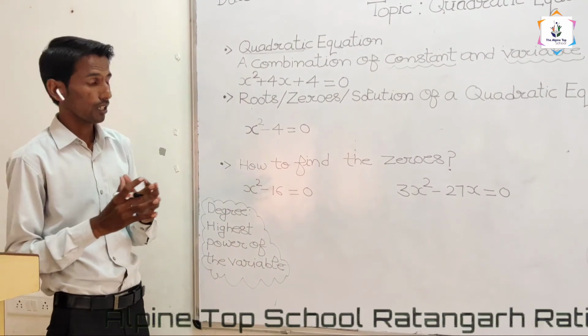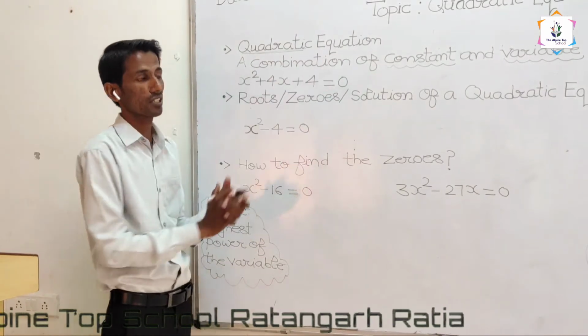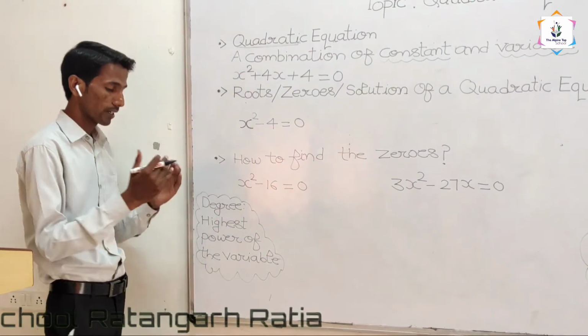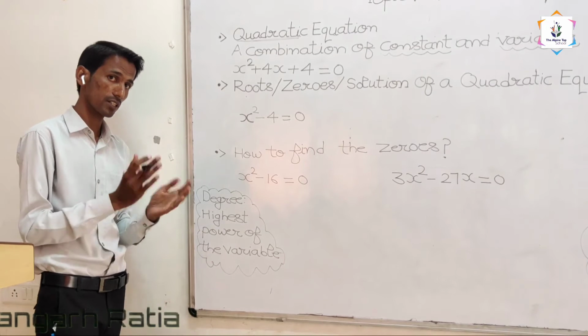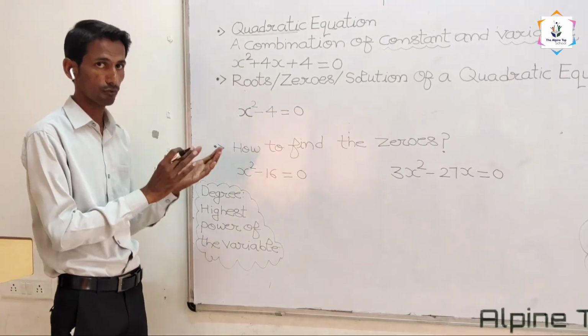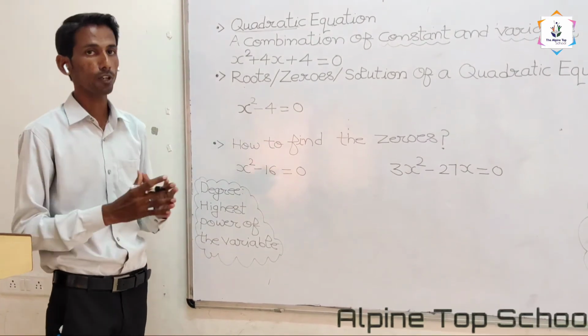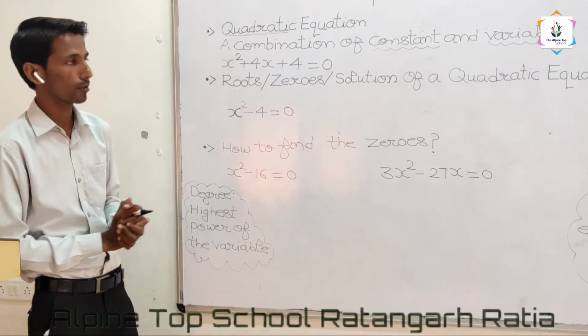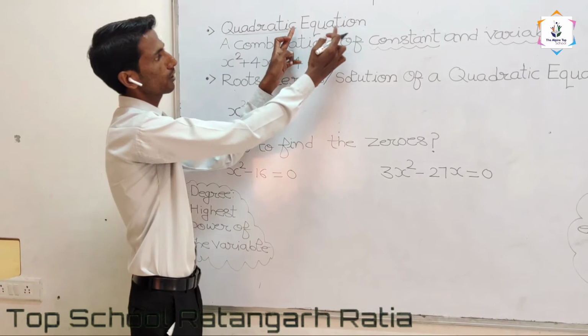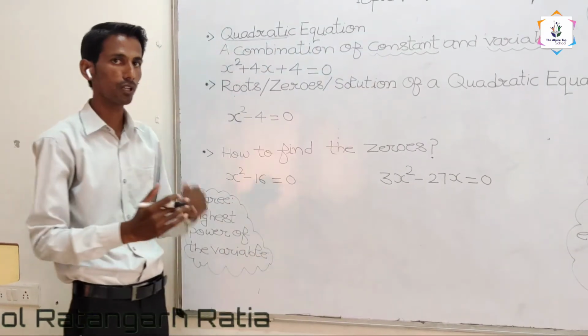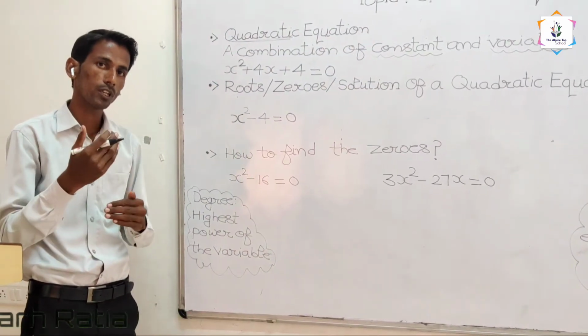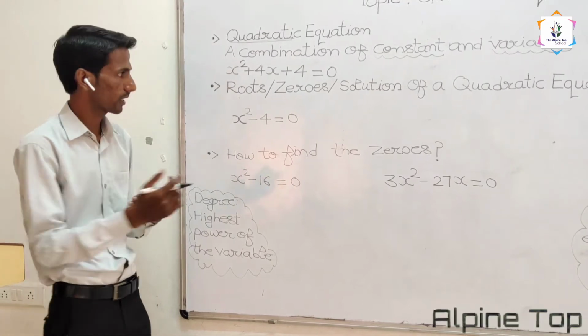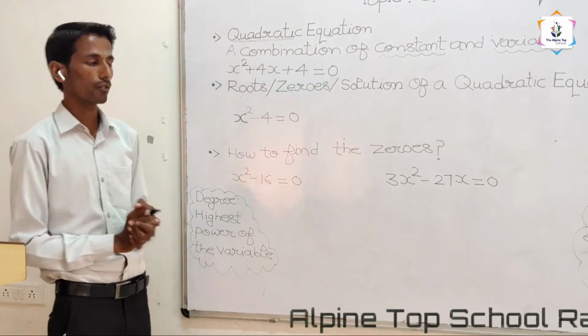As well as with the combination of constants and variables, and the next point, highest power, that is degree, must be 2 for the quadratic equation. One more point is here, we require the sign of equality also, because here we are studying quadratic equation, the word equation produced from the symbol equal. That's why the equal sign is required here.